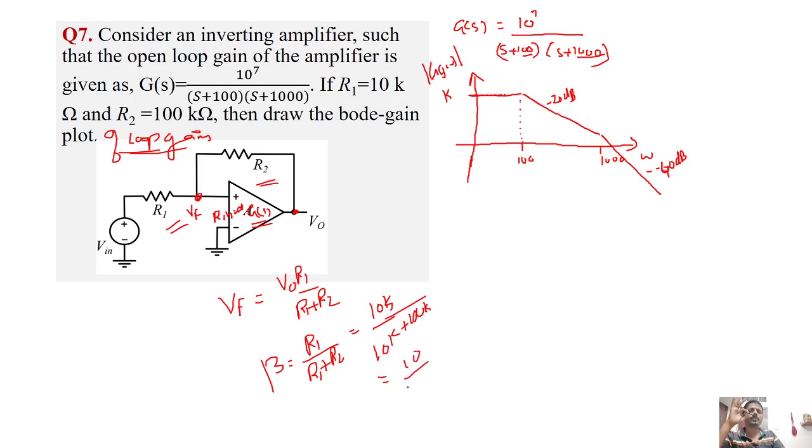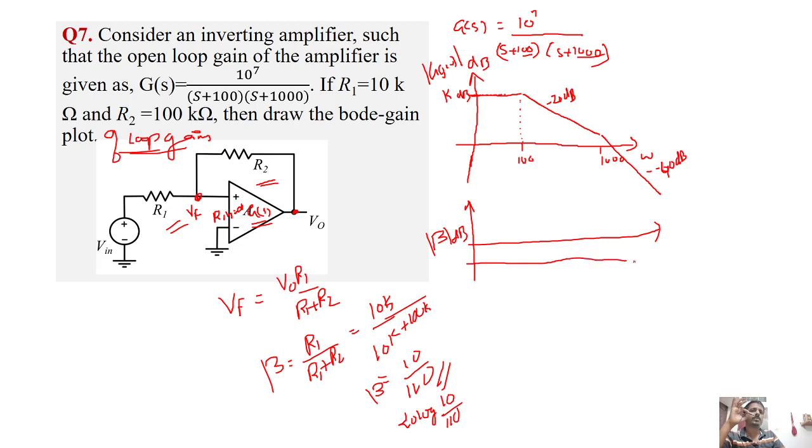So 10 by 110, this is the beta value. If I draw the amplitude or the Bode gain plot of beta, let it be in dB. So this is k dB. In dB means 20 log of 10 by 110, so it will be some negative value, somewhere here. I'll represent it as minus k1.